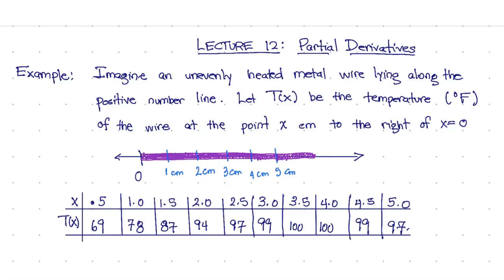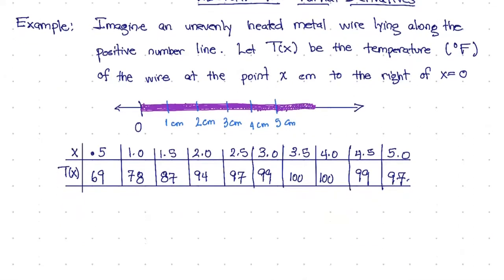So imagine you have an unevenly heated metal wire lying along the positive number line. Let T of x be the temperature in degrees Fahrenheit of the wire at any point x centimeters to the right of x equals 0. And we've taken the temperature at various locations along the wire at 0.5 centimeters, 1 centimeter, 1.5 centimeters, and so on.